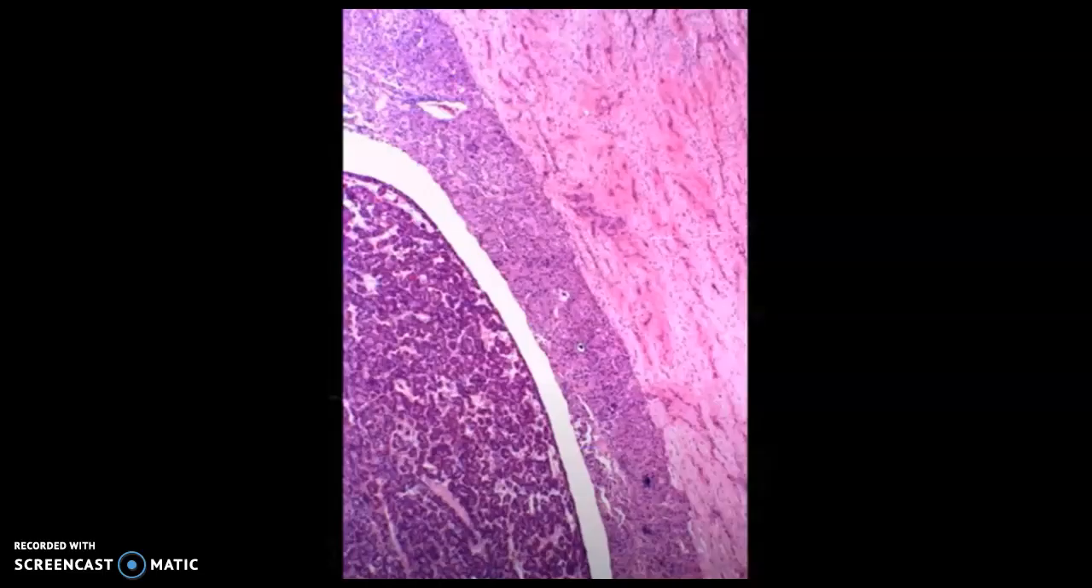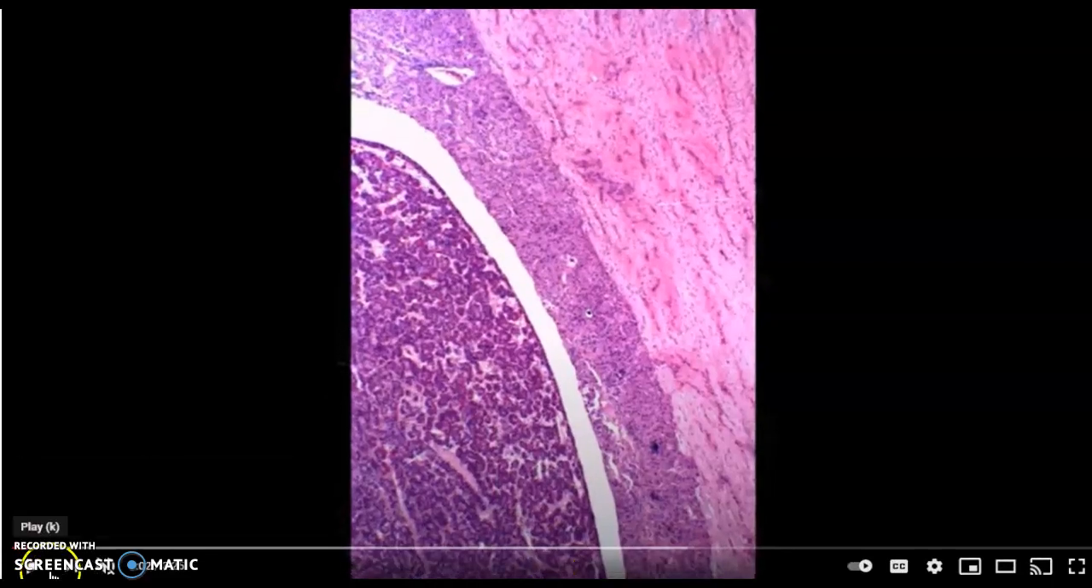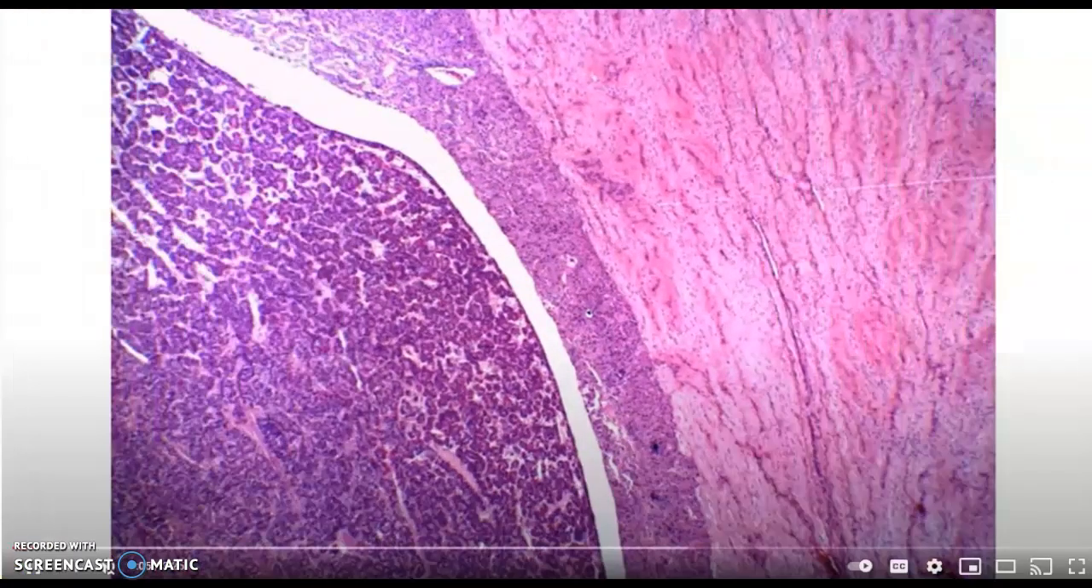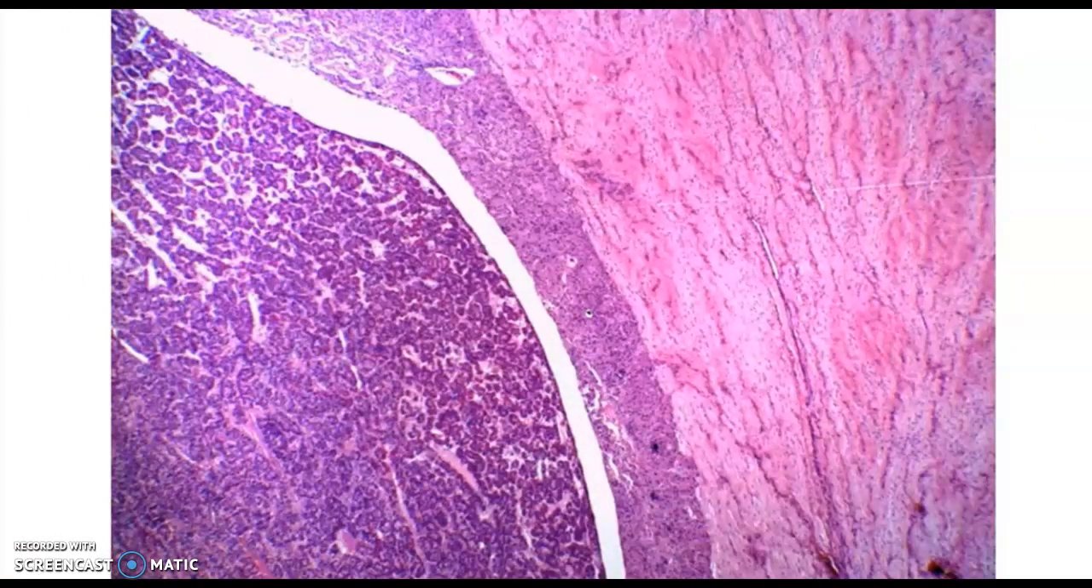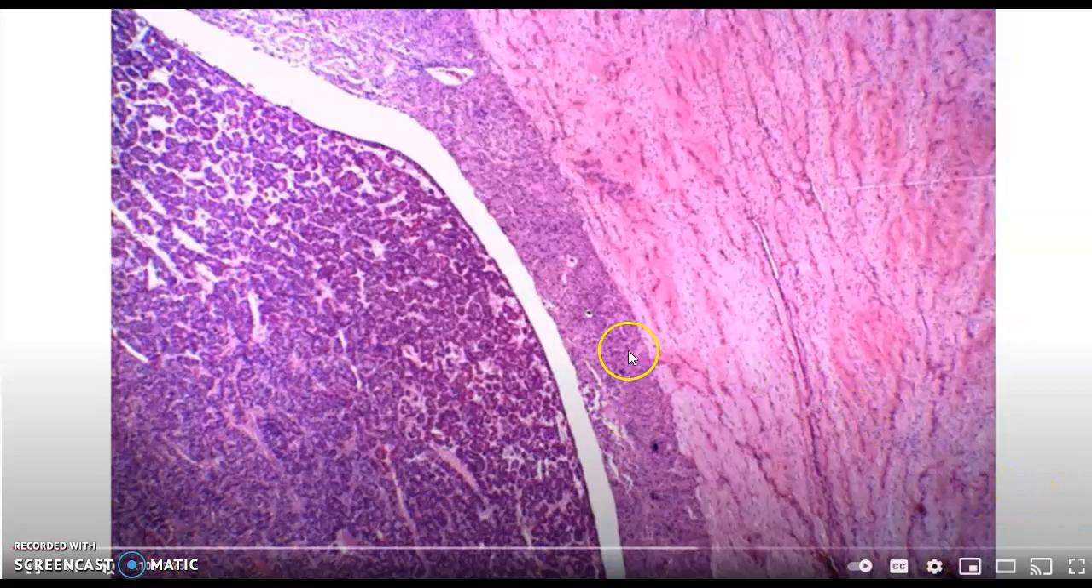pituitary gland. This slide is showing the pituitary gland. You're gonna see here, maybe it's gonna be around 40x for the pituitary gland magnification, and then we're gonna be looking at two different sides, two different features to identify. This one is gonna be the anterior pituitary, or the adenohypophysis, and the posterior one, the neurohypophysis.